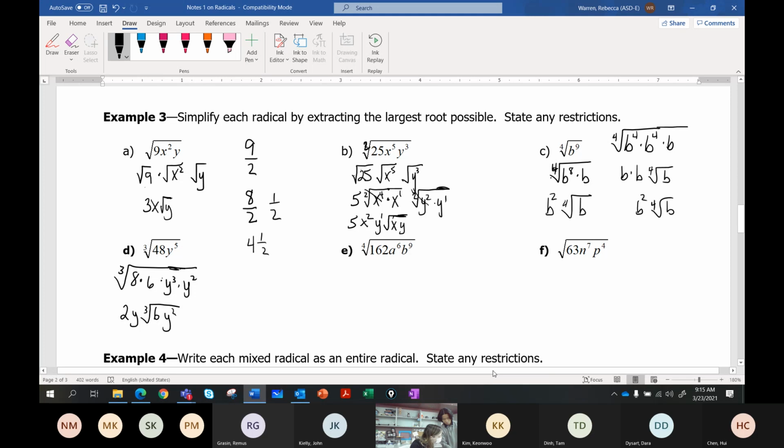The cube root of y cubed is just y. I wrote it. There's a y there. Don't forget to write your 3 in the index.